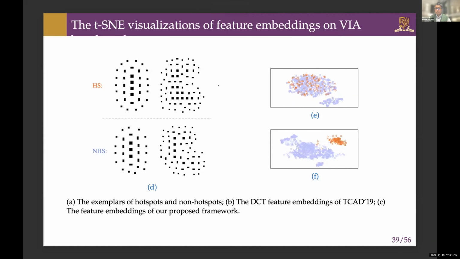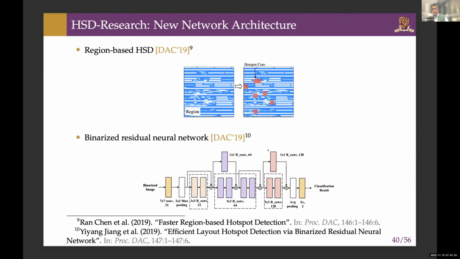So here is the visualization. Without explicitly learning to enlarge the hotspot non-hotspot distance, we can see hotspots appear in many locations. But if we introduce a special loss function, then we can separate hotspot and non-hotspot. Okay, and due to time limit, I will quickly cover one last page about hotspot detection.